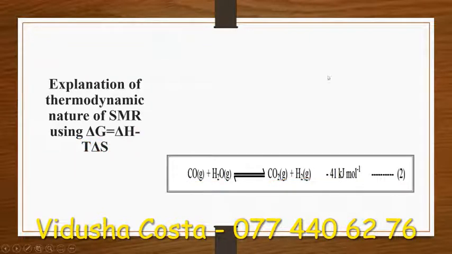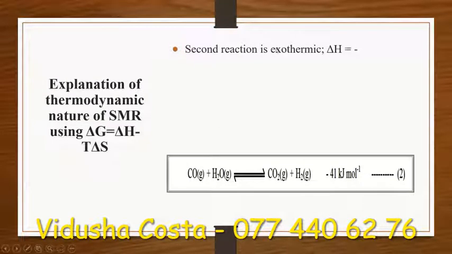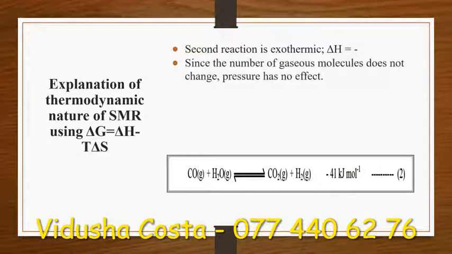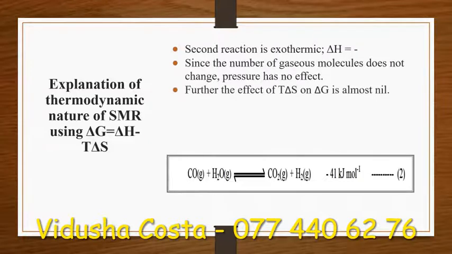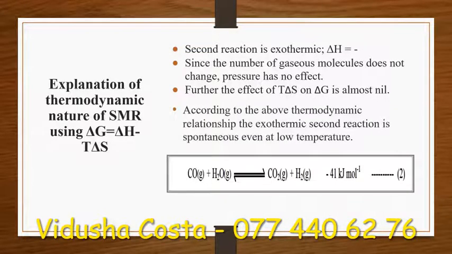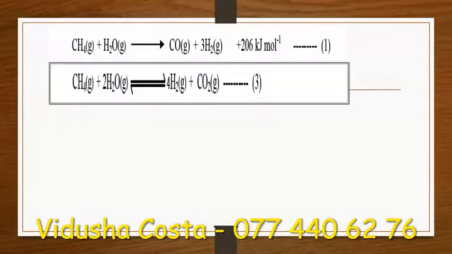So if you focus on this one, the second reaction is exothermic, where delta H is a minus value. Since the number of gas molecules does not change, pressure has no effect. Further, the effect of T delta S on delta G is almost nil. According to the thermodynamic relationship, the exothermic second reaction is spontaneous even at low temperature. That is related to the second step.